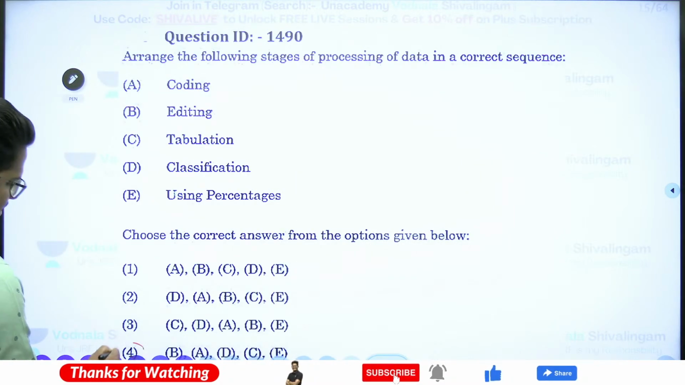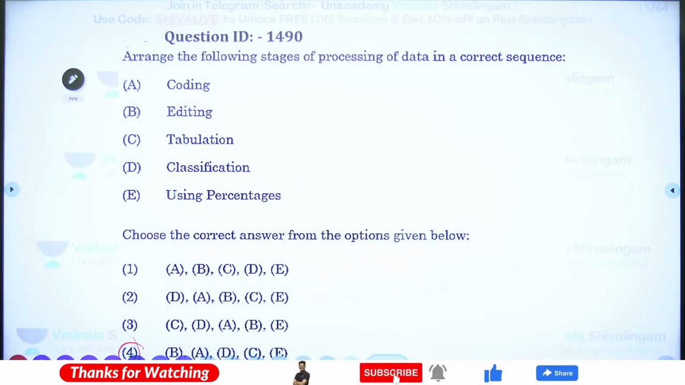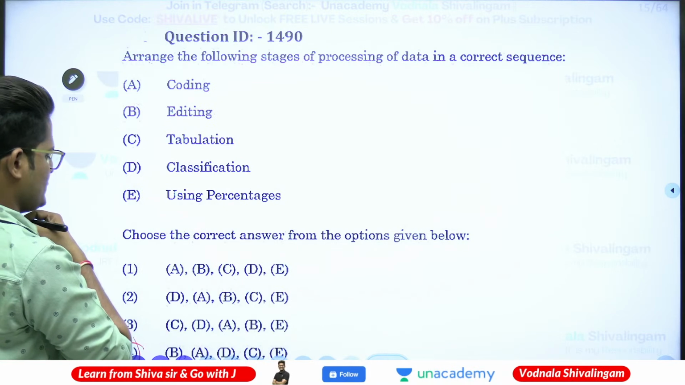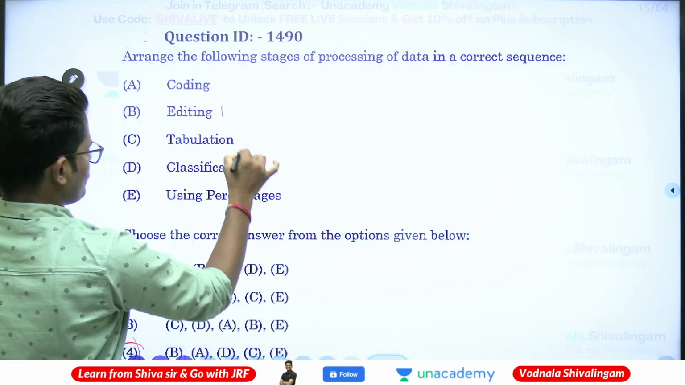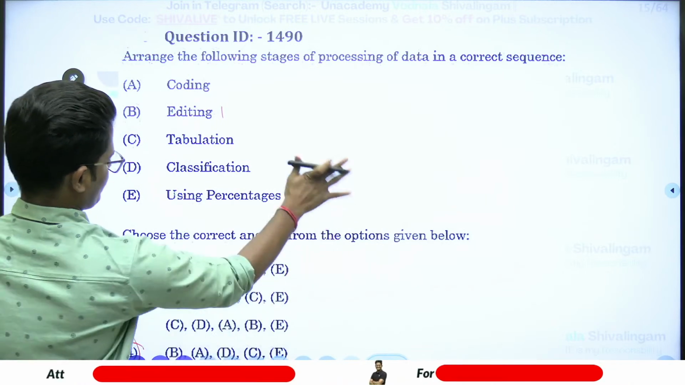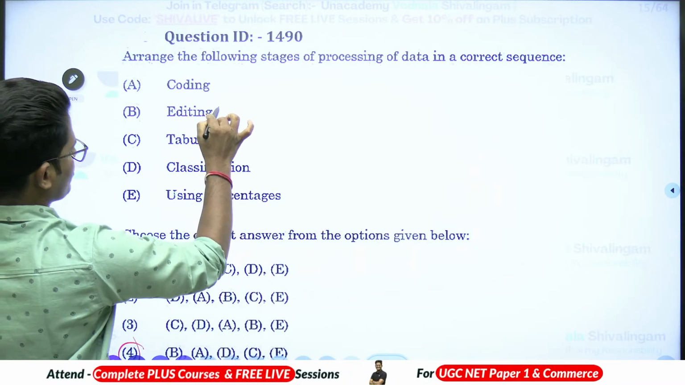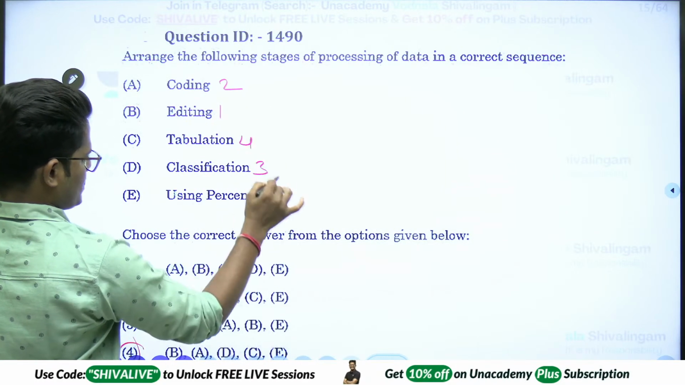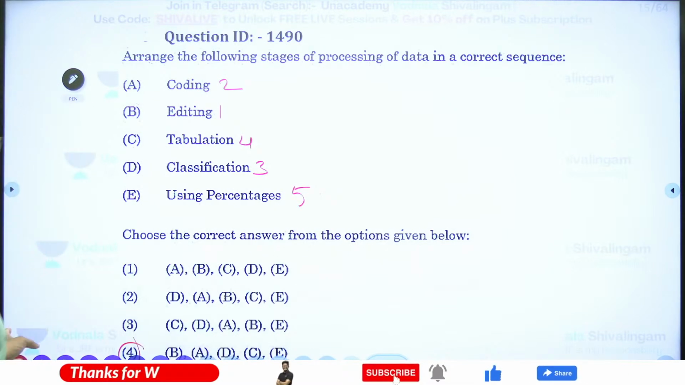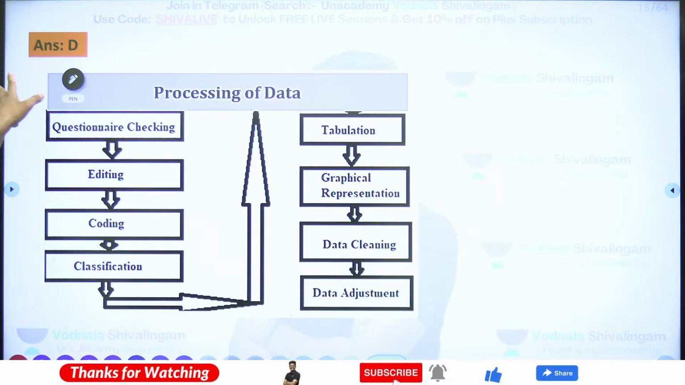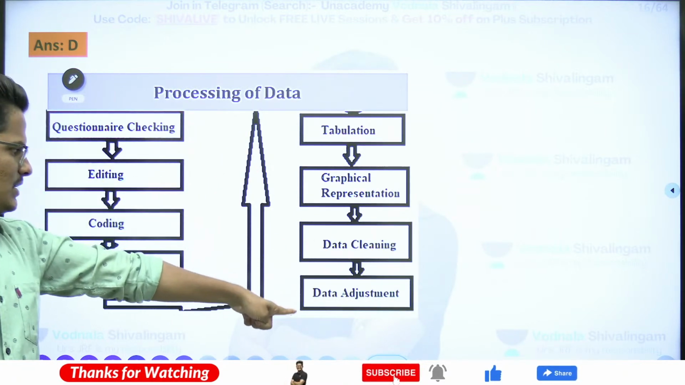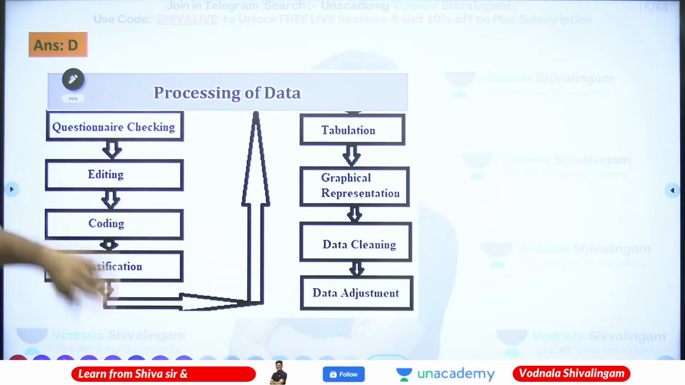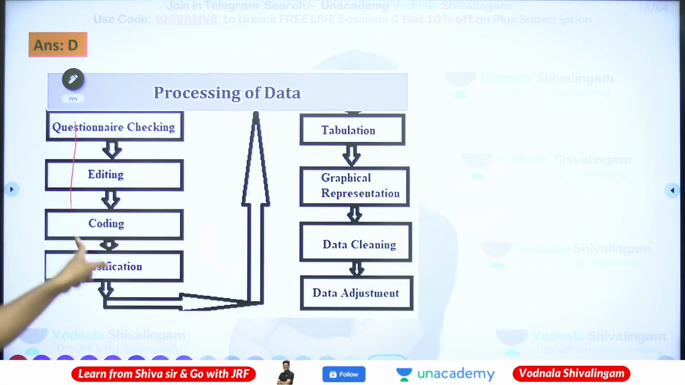Option D is the given answer, that is BADCE. So the stages of processing of data in the correct sequence are BADCE. B, editing, first, then coding, after that classification, tabulation, using percentages. Percentages will be at the end to analyze. Next, tabulation, graphical representation, data cleaning, data adjustment. So questionnaire checking, editing, coding, classification, then tabulation, the sequence goes from here to here, I think.